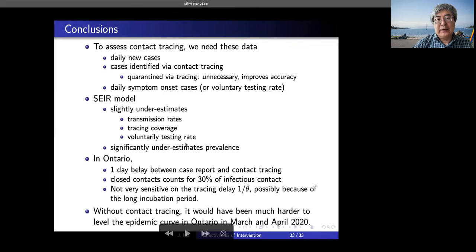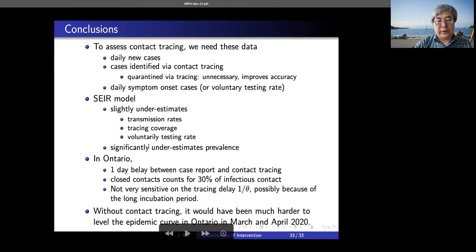And specifically for contact tracing, it's important to include new cases. It's important to include symptom onsets if you don't know the testing rate. However, if you know the testing rate, you don't need symptom onsets. It's not important to include how many cases identified were quarantined before or not. It improves your accuracy, but it's not necessary. We know that SEIR models without asymptomatic transmission would slightly underestimate the parameter values, and they significantly underestimate the prevalence in the population.